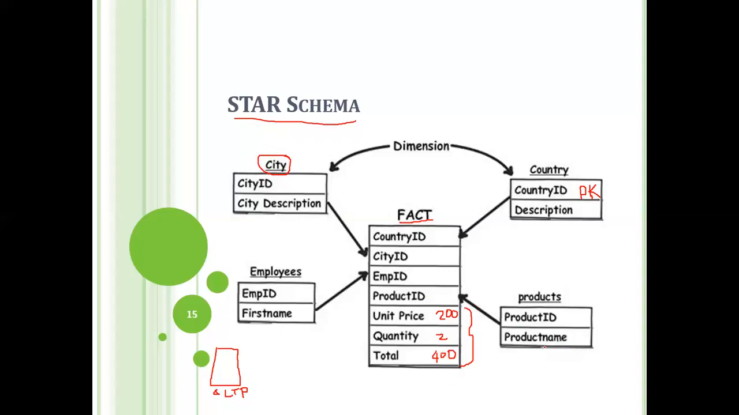Correct. So I have to join the table with the product table. I have to get the reports in Tableau or Power BI. Yeah, so that's what we will do in our real-time project. Okay. Sure. Okay, this is star schema.